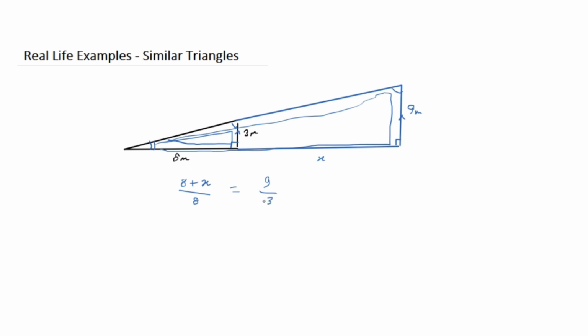We can simplify that. We can just say 3 goes into 9 3 times. So then we multiply both sides of the equation by 8. So what we get is 8 and 8 get cancelled over here. What we are left with is 8 plus X. That should give you 24. And subtracting 8 from both sides of the equation, 8 and 8 get cancelled. We are left with X is equal to 16. So that simply tells us that this X is going to be 16 meters.